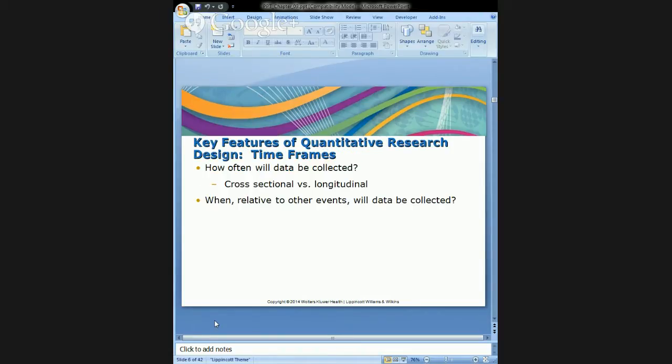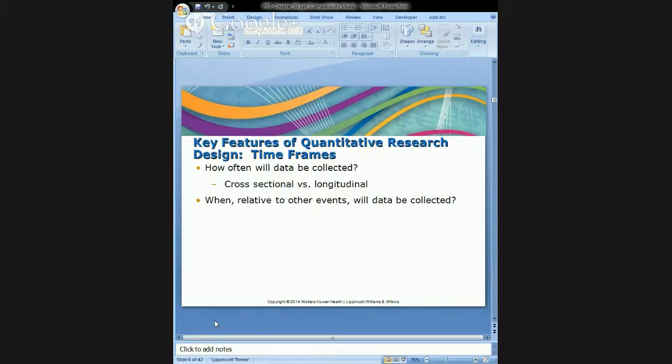Time frames is another design feature that you'll see in your studies. They'll talk about how they collected data, and you'll often see the terms cross-sectional and longitudinal used. Cross-sectional means that all of the data is collected at one time. So say we do a survey, and we distribute the surveys all at the same time, and we get them back. That's a cross-sectional study.